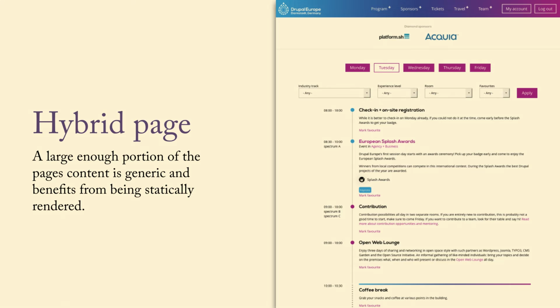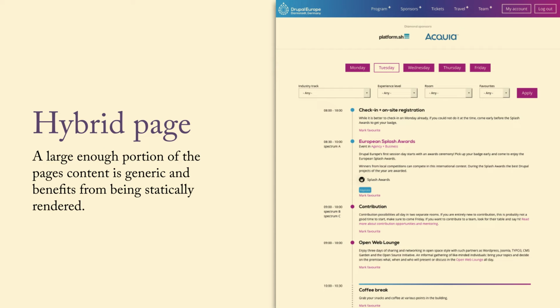99% of this page is exactly the same for every single person that views it. The one part that isn't is this link here under each one that says mark as favorite. So this page, as it's generated by Drupal, has to be generated unique for every user because it has, this might be, if I've logged in and I've marked this as favorite, it'll have to display different than for someone who hasn't.